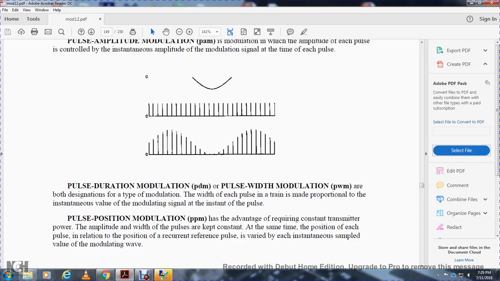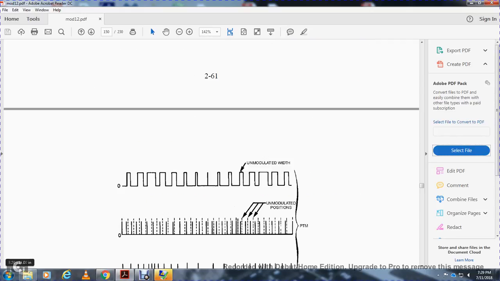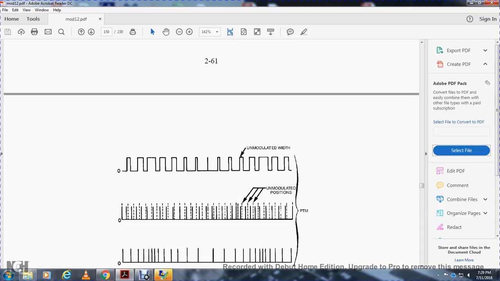Pulse position modulation has the advantage of requiring a constant transmitter power, since the amplitude and width of the pulses are kept constant. The position of each pulse in relation to the position of the recurrent reference pulse varies with each instant sample value of the modulating wave. Unmodulated wave, unmodulated position pulse.